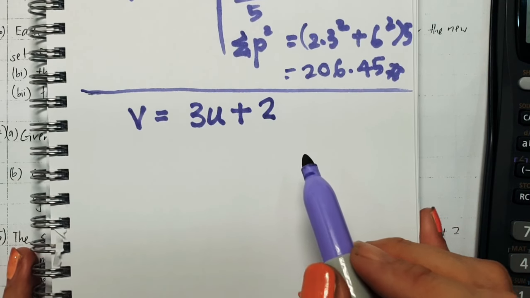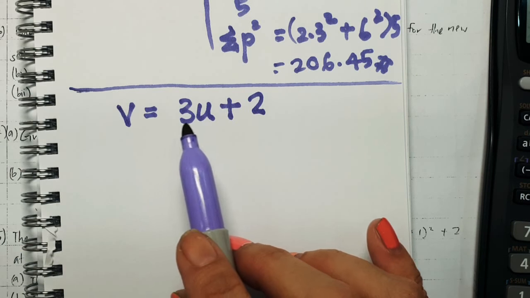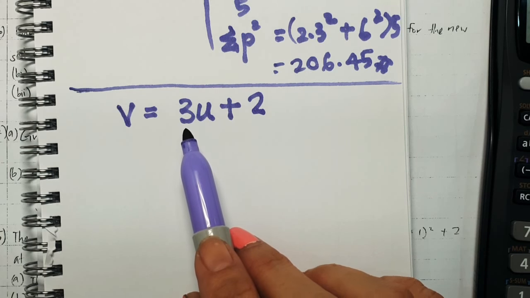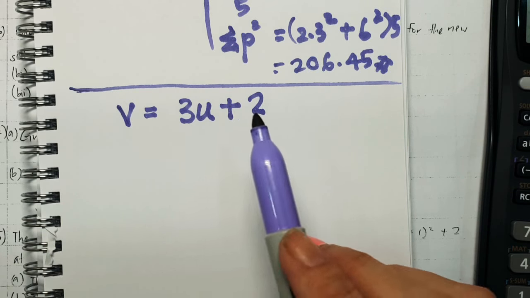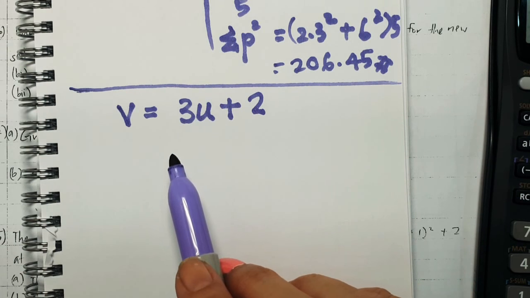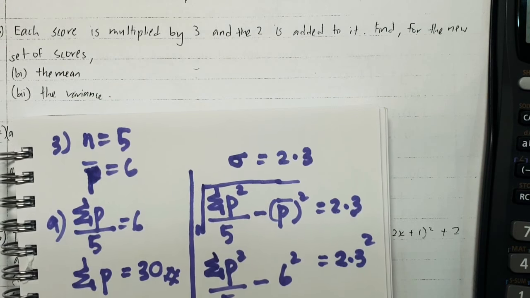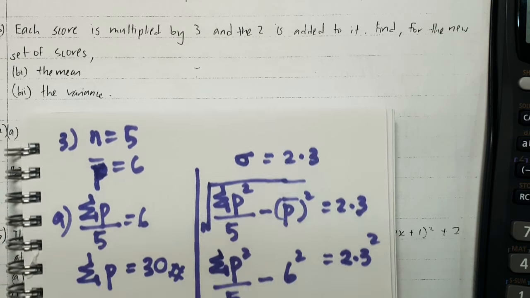From here you should know this is a uniform change to our data. The multiplication and the addition or subtraction will have an effect on the measure of central tendency, whereas only the multiplication has an effect on the measure of dispersion, which is the standard deviation, variance and range. Let's see what the question wants us to do. We need to find the new mean and the new variance.